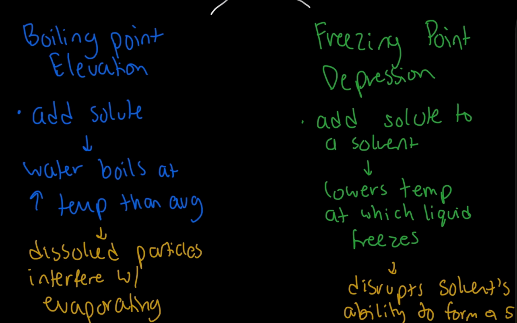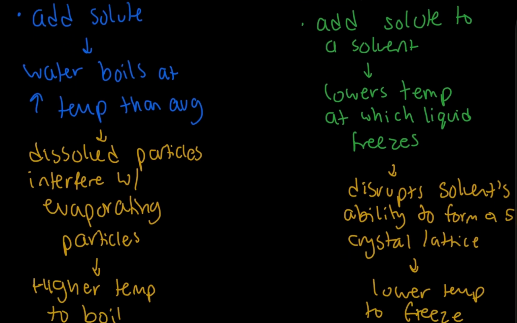Boiling point elevation means that whenever we add a solute to a solution, water is going to boil at a higher temperature than normal. The dissolved particles interfere with the evaporating particles, or the particles that are turning into steam. Therefore, you're going to need a higher temperature to boil. For example, if you add salt to water when you're cooking pasta, it's actually going to help it cook slightly hotter, because the salt is interfering with the evaporated particles. So you're going to need more heat in order to make it boil.